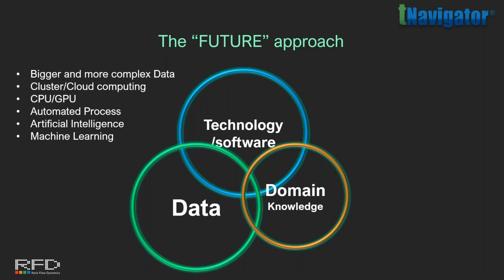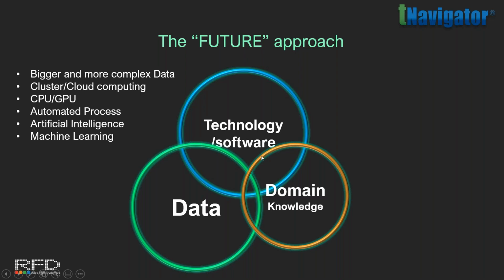So now you have the option to do cluster computing, cloud computing, GPUs based on gaming experience, right? Some of the software now has very sophisticated artificial intelligence and machine learning processes. So the technology becomes better, and the data becomes bigger.